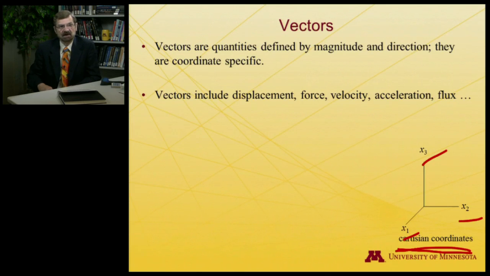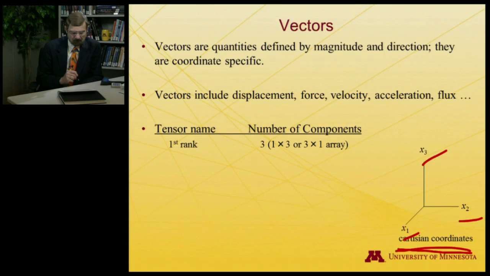Okay, four common vectors. The one we've been talking about in class is force. Velocity is a vector. It has both a direction and a magnitude. A common one that I like to talk about ultimately, and we'll talk about later in the class, is flux. We'll talk about how much water flows down a stream, what the flux of material is. In tensor notation, vectors can be called a first-rank tensor. They're described by three numbers, and they can form an array, either a 1 by 3 horizontal array or a 3 by 1 vertical array. And we'll see those terms and concepts crop up in a few minutes.